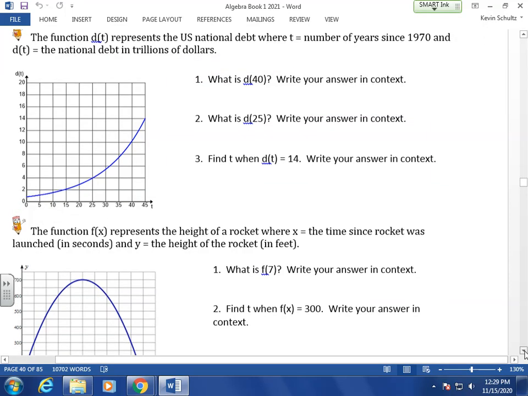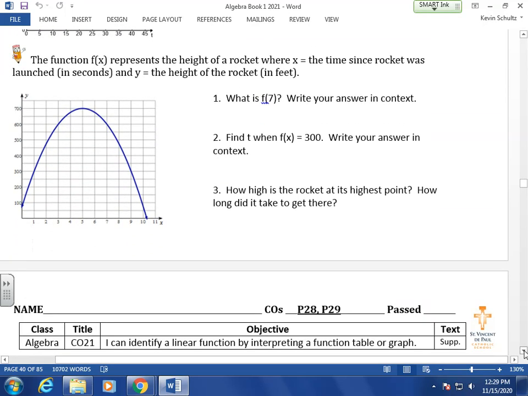Down below says the function f of x represents the height of a rocket where x is the time since the rocket was launched. So 0 right here is when it was launched, then 1 second after, 2 seconds after, 3 seconds after. So x-axis is the time since the rocket was launched, and y is the height of the rocket in feet. Now it makes sense that this graph is a parabolic shape, right? The rocket goes up, goes up, goes up, loses steam, gravity kicks in, and back down to Earth it goes. Okay.